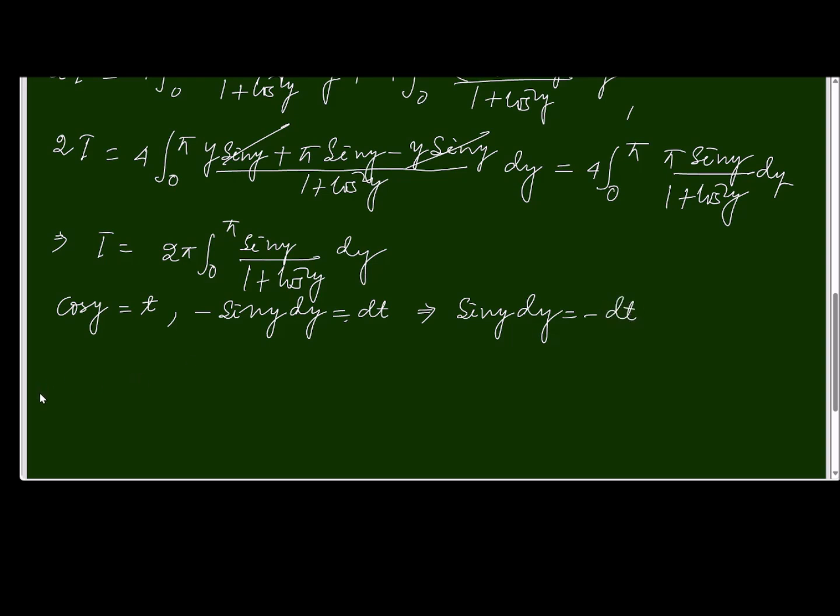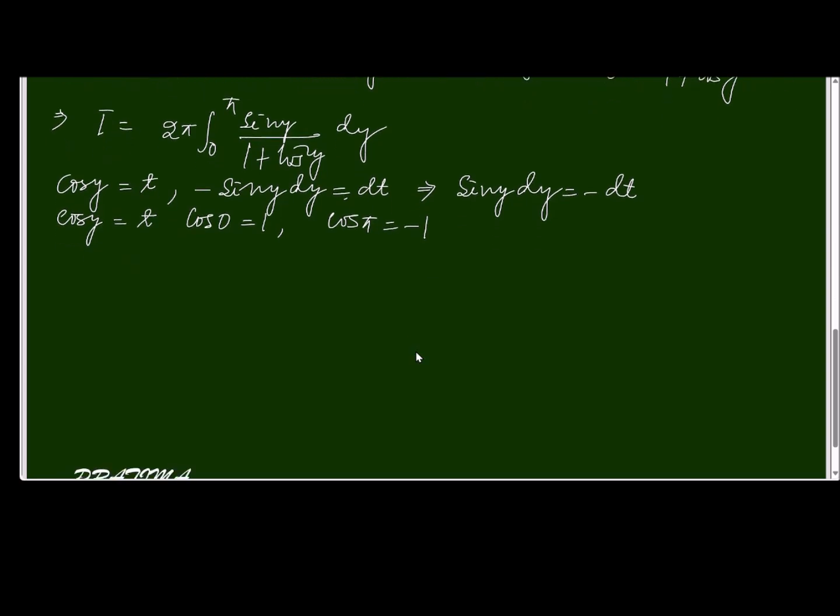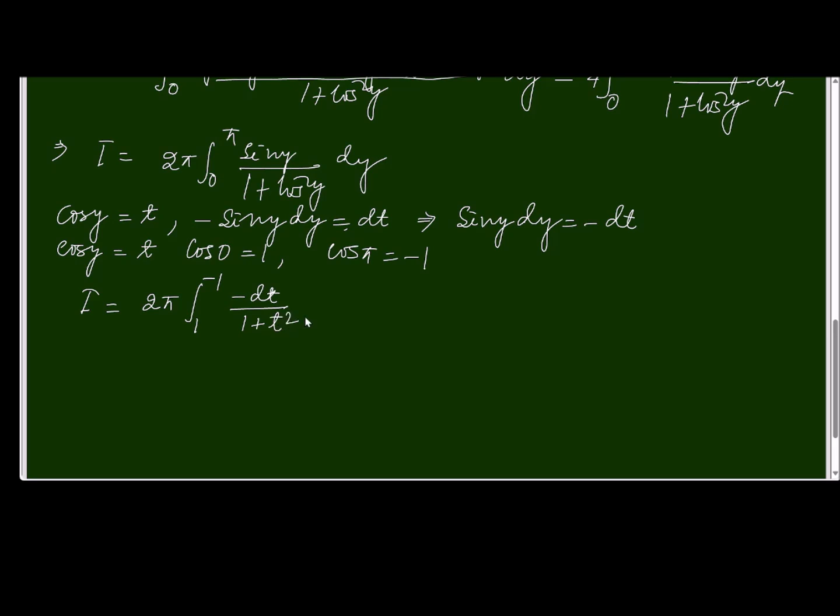Now coming to the limits: cos y equals t, so the lower limit is cos 0, which is 1, and the upper limit is cos pi, which will be negative 1. So the whole thing changes to t now. So this will be 2 pi times the integral from 1 to negative 1 of minus dt over 1 plus t square. We can again use the property to remove this negative sign and change the limits from negative 1 to positive 1 of dt over 1 plus t square.